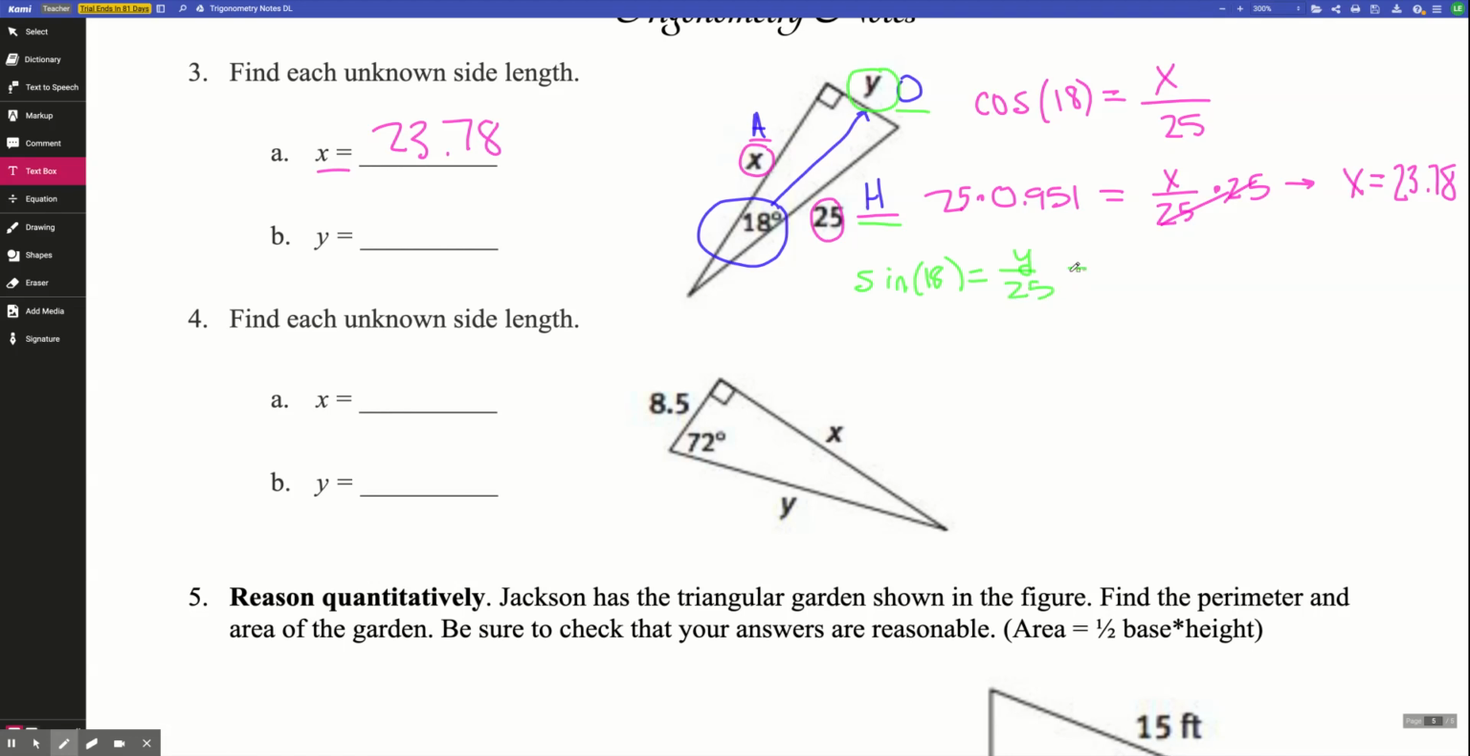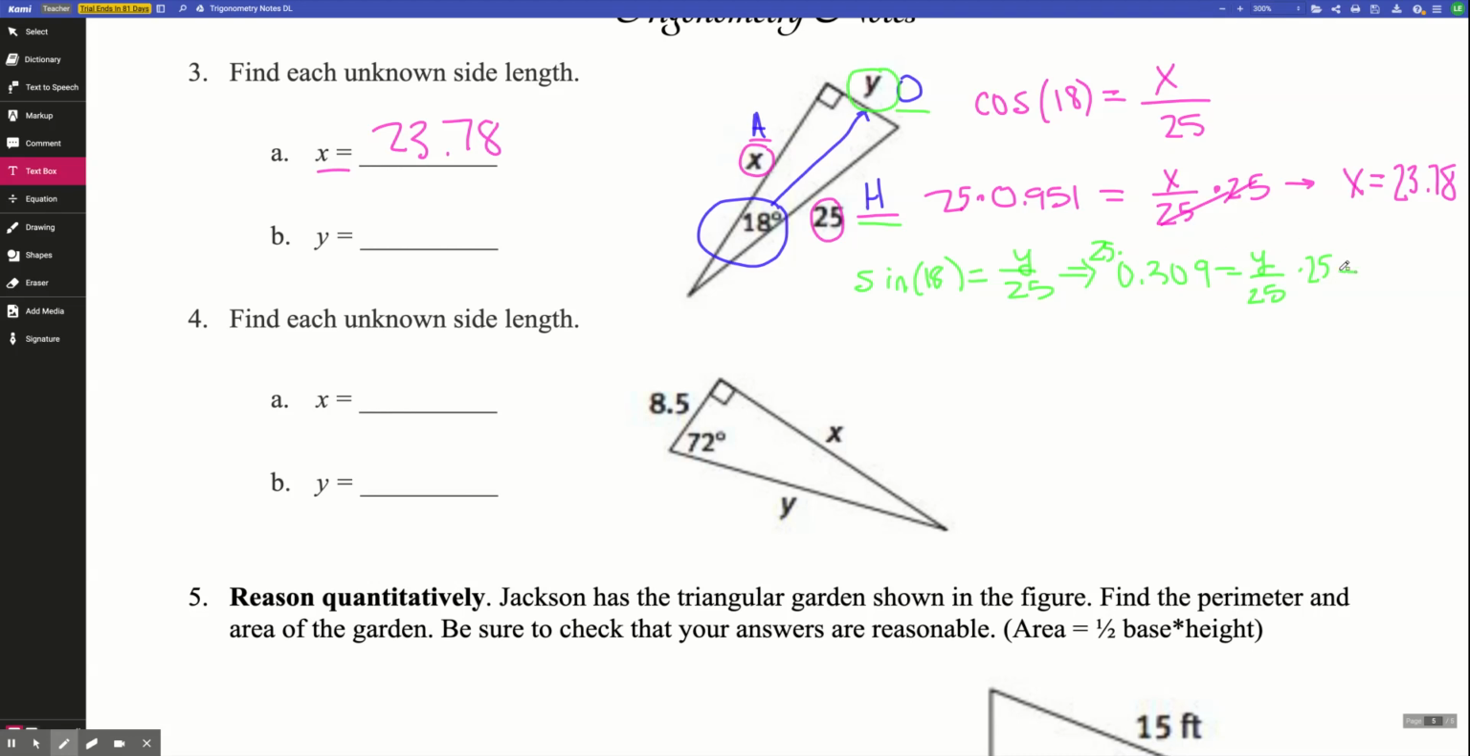So we're going to follow the exact same process that we did for the last problem. So I'm going to figure out what sine of 18 is by plugging it into my calculator, and I got 0.309. So that equals y over 25. And again, I'm going to multiply by 25 on both sides in order to get y by itself.